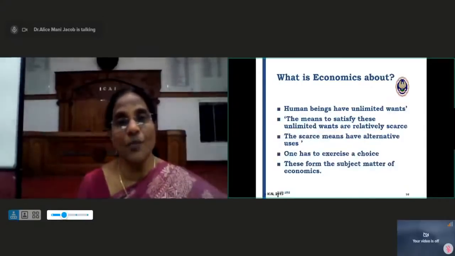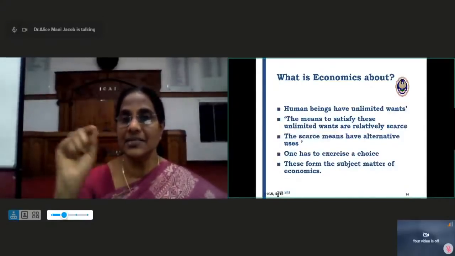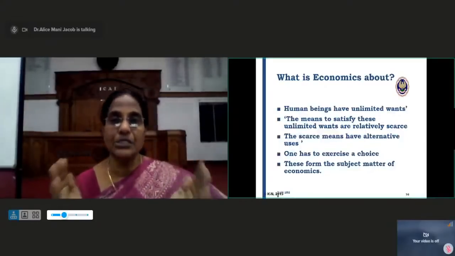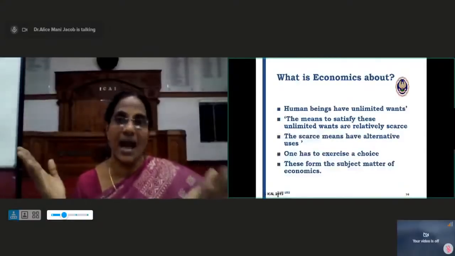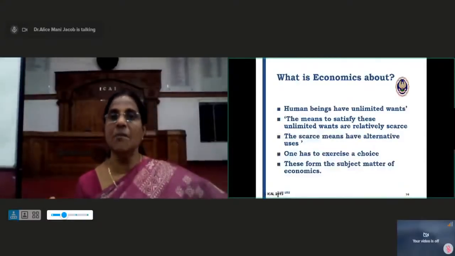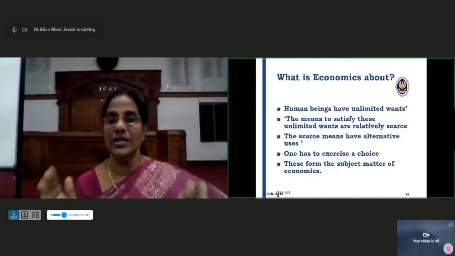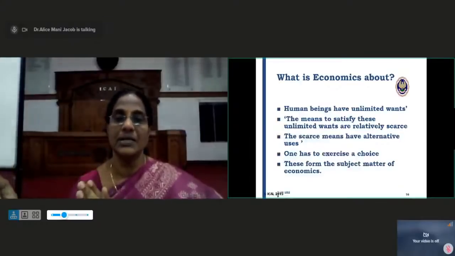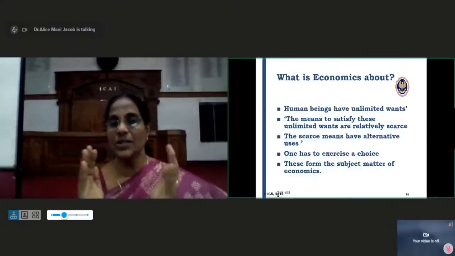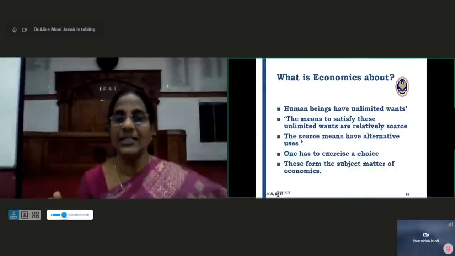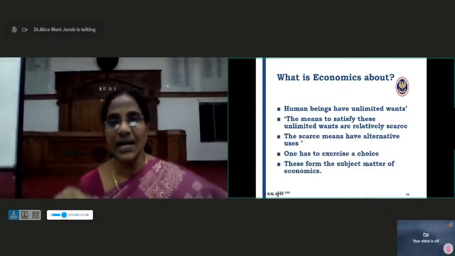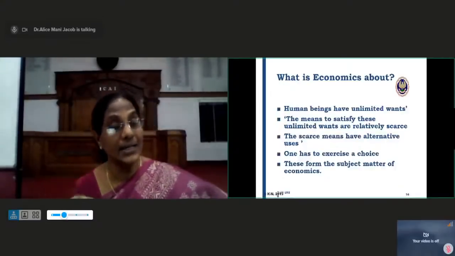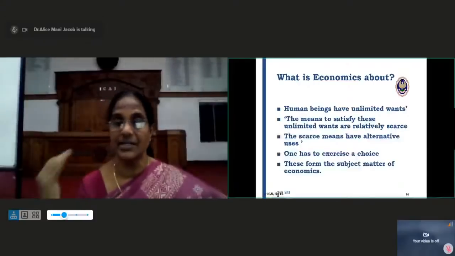We use in economics a term relative scarcity. Relative, please note the word. We don't say absolute scarcity. Absolute scarcity is having no resource. But we have some resource, and that resource is not sufficient when you relate it to the unlimited wants. Okay. So that is the meaning of the word relative scarcity. Scarcity in relation to the multitude of wants that we have. That is the meaning of relative scarcity.